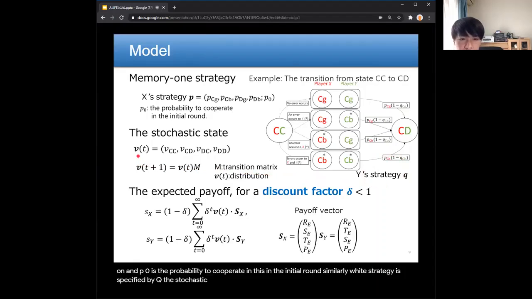The stochastic state of two players in round T is described by VT because both players adopt memory-1 strategy. This figure shows the transition from the state CC to CD. Then, the stochastic state of two players in round T plus 1 is calculated by multiplying VT and the transition matrix M. Therefore, for a discount factor, the player's expected payoff is given by SX and SY.